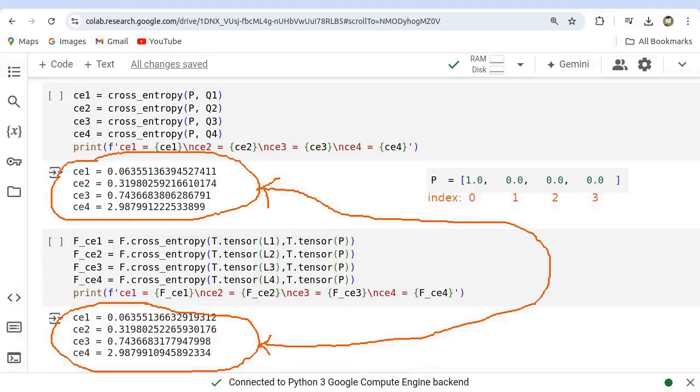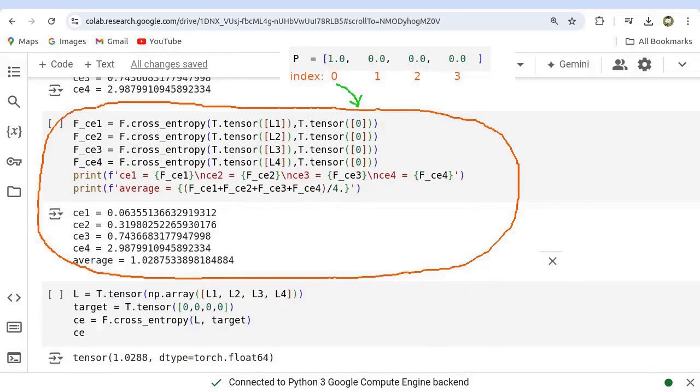In PyTorch, the one-hot label, p, can be represented by the index of the hot position. The cross-entropy function accepts this index representation as input and achieves the same results. The average value is calculated.